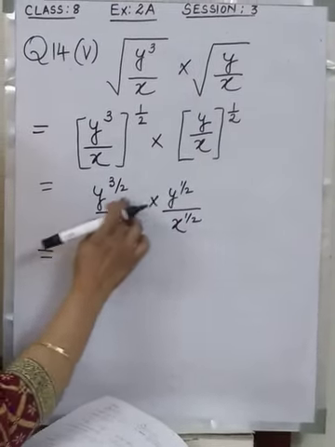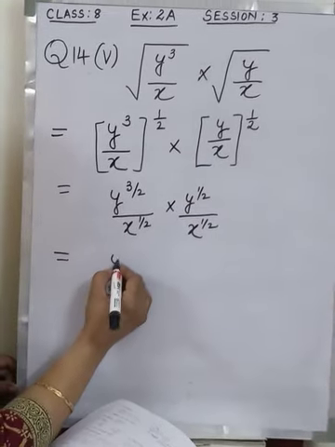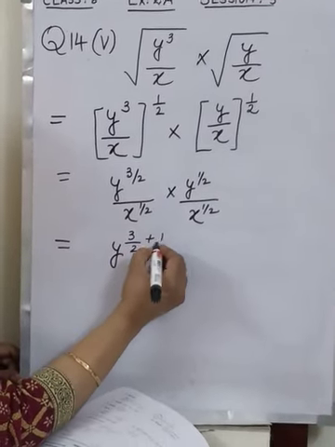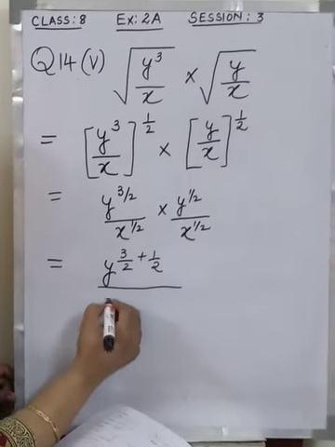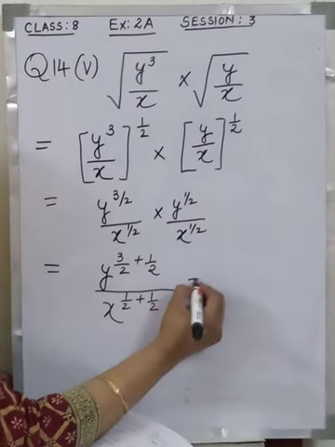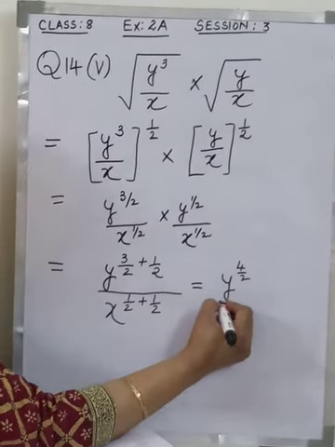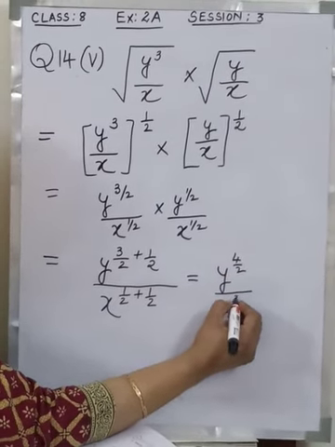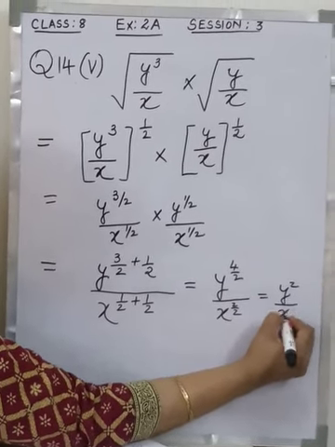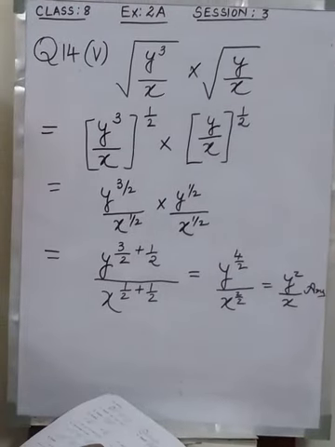As we see, the base is same and we are multiplying, so powers get added. So what it becomes? 5 to the y to the power 3 by 2 plus 1 by 2 and x to the power 1 by 2 plus 1 by 2. It becomes y to the power 4 by 2 and x to the power 2 by 2. That becomes y to the power 2 and x. This is the answer. This way we are going to do all the bits of question number 14.